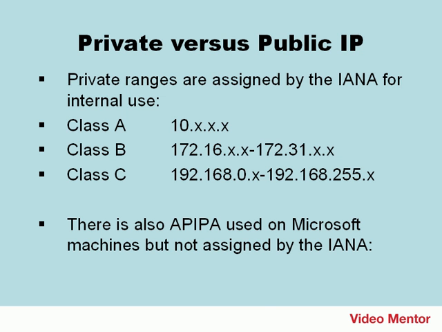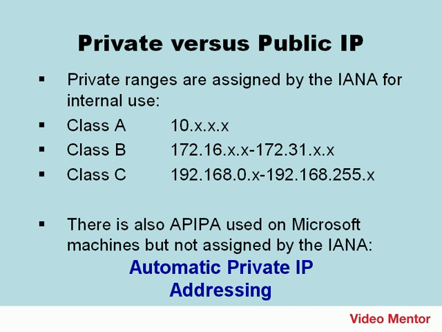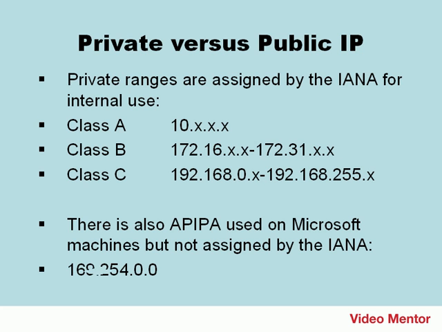There's also something known as APIPA, automatic private IP addressing, which is used on Microsoft machines but not assigned by the IANA. And if you see an address that starts with the network number 169.254, you know it's an APIPA. Sometimes an APIPA can get to be a nuisance and it could get in the way. In Lab 5, Configuring DHCP, I'll show you how to disable an APIPA.